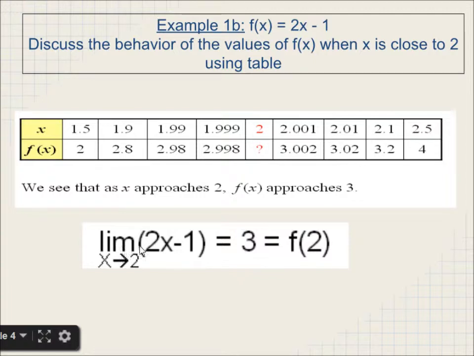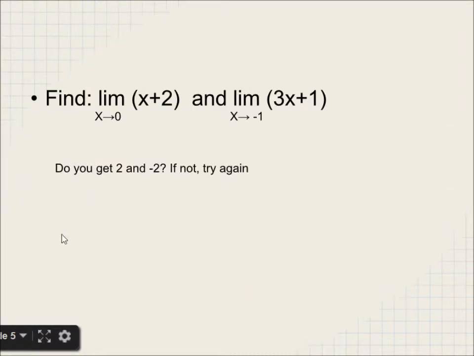So this is the notation we write: limit of 2x minus 1, or limit of the function when x approaches 2. This arrow signifies approaches. x approaches 2, we get the value 3. So f(2) is also equal to 3.